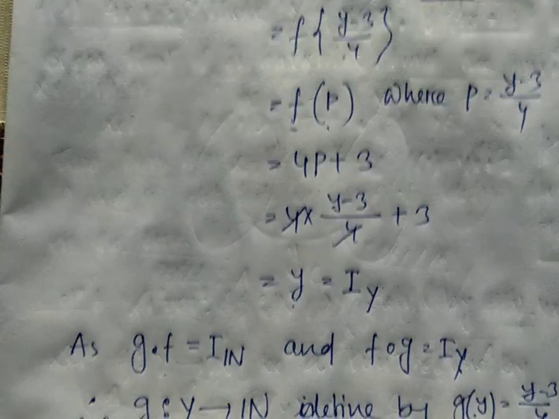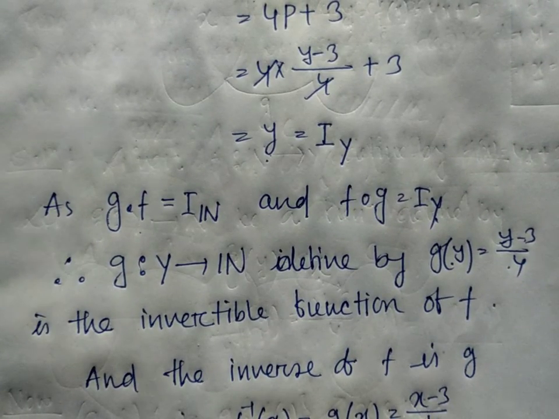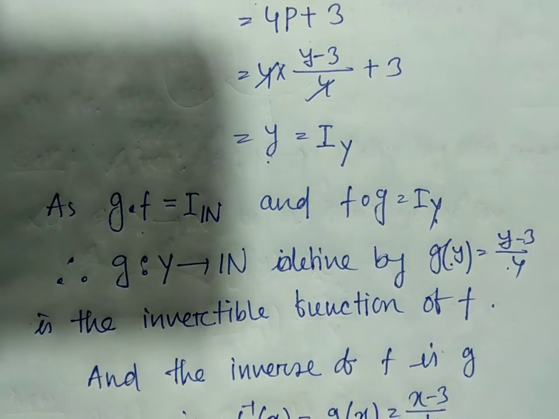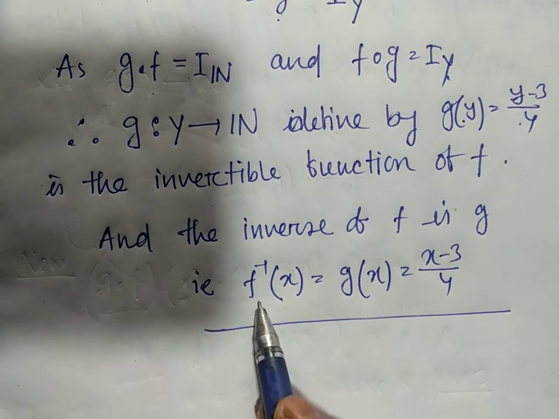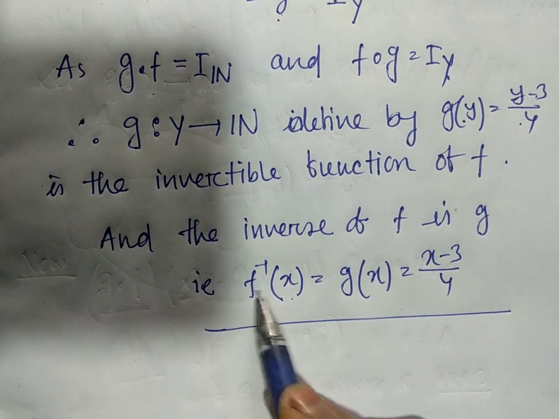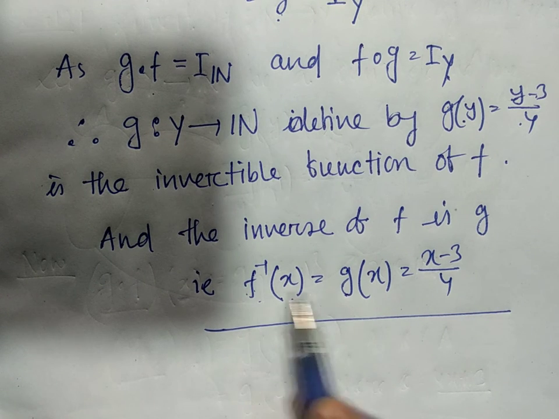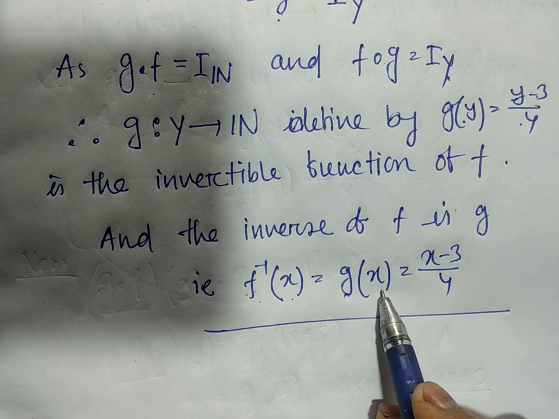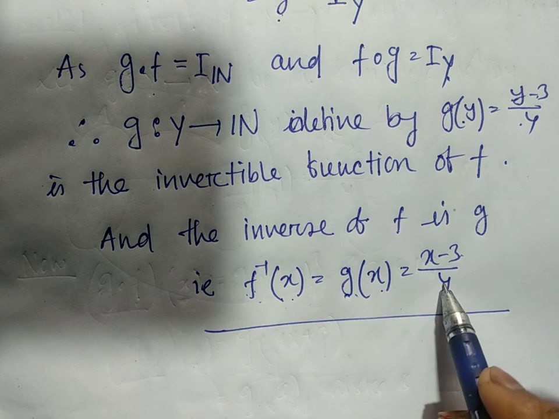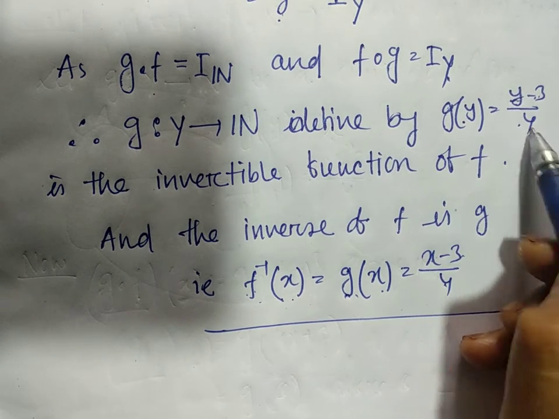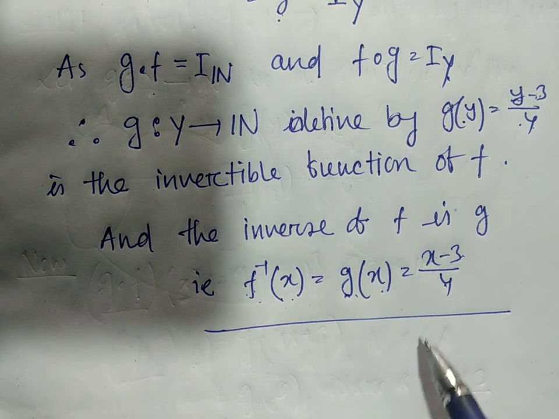When both composites are identity, the new function that we have considered will be the invertible function of the previous function. And what is the inverse? f inverse of x, f inverse means g. So g of x I have written: g of x is equal to x minus 3 by 4. Where did we get it? g of y is equal to y minus 3 by 4, so g of x is equal to x minus 3 by 4.